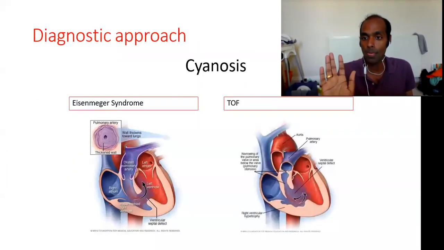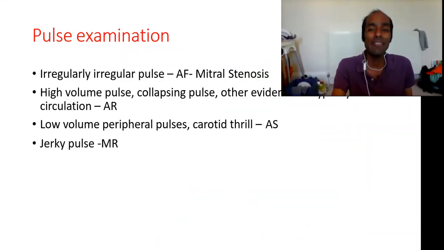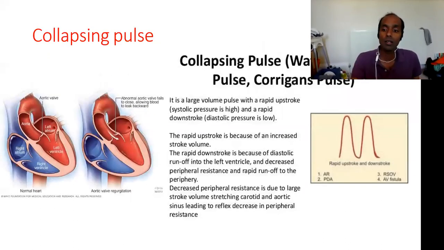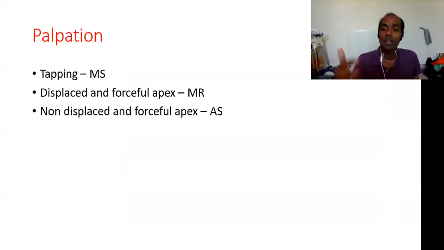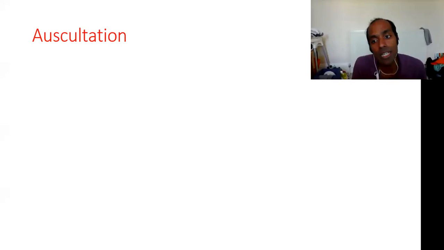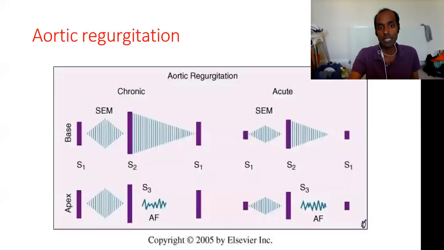Cyanosis, how to interpret the differences between Eisenmenger and Tetralogy of Fallot. And then using the pulse, JVP, blood pressure, palpation, looking for thrills, how to diagnose each of these lesions without using auscultation. Then finally, we went through the auscultatory findings.